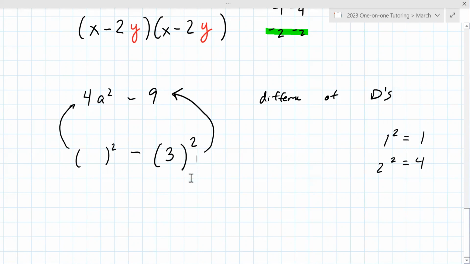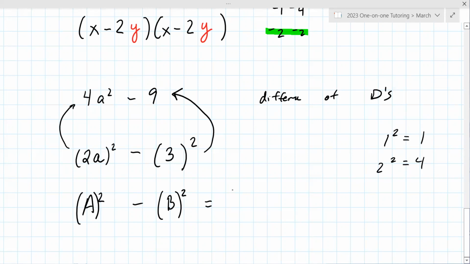Now the one on the left here is a little more complicated. Let's first look at the number here, 4. What number do you square to get to 4? 2. And then to get back to a squared, it's just a. Is that okay? Now there's a formula here for difference of squares. A squared minus b squared. A represents everything that's inside parentheses. So in your problem, a is really 2a and b is really 3. Is that clear?